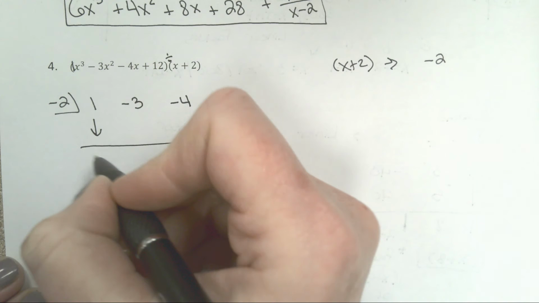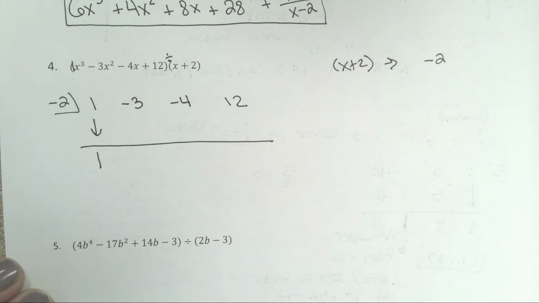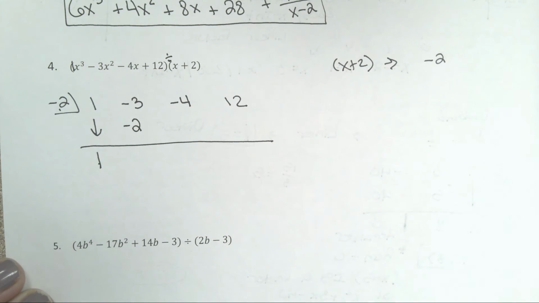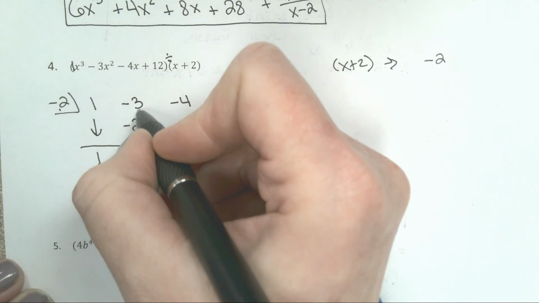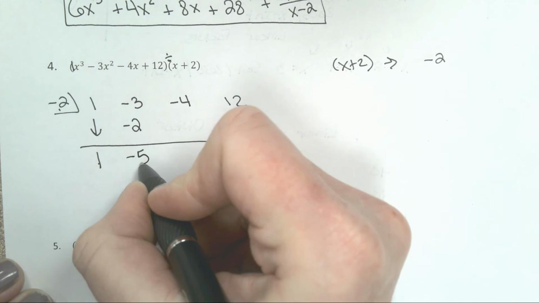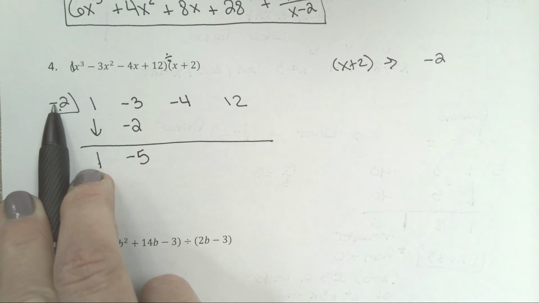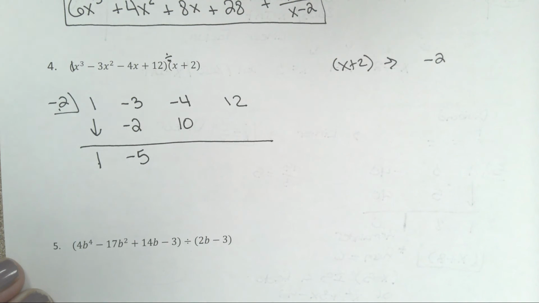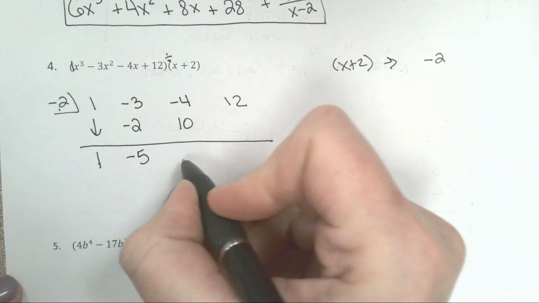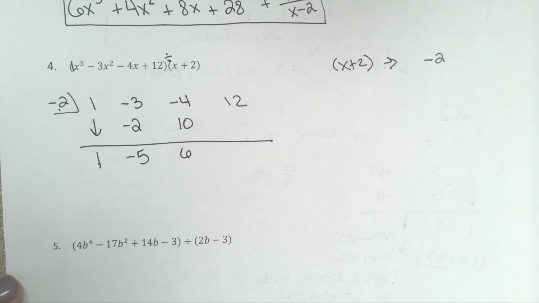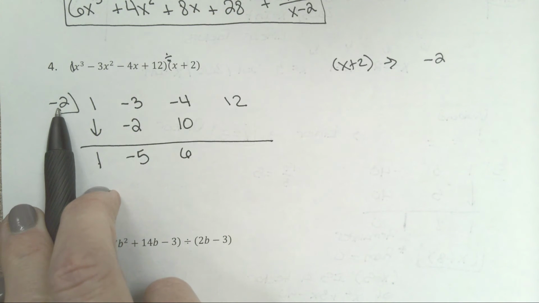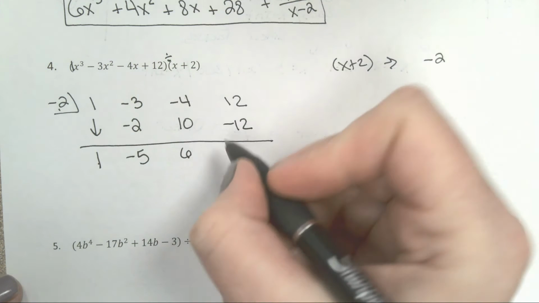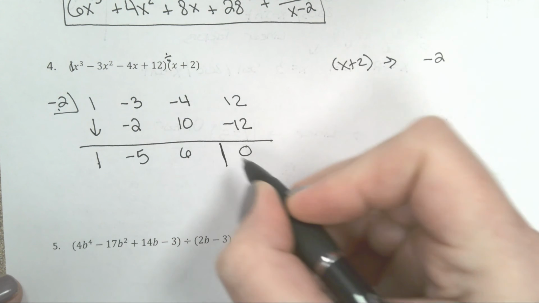You bring your first coefficient straight down, and then the pattern is multiply. Negative 2 times 1 is negative 2. Add down. Negative 3 plus negative 2 equals negative 5. Multiply. Negative 2 times negative 5 is positive 10. Add down. Negative 4 plus 10 equals 6. Multiply. Negative times positive is negative 12. Add down, you get a 0. Oops, sorry, I forgot that part.